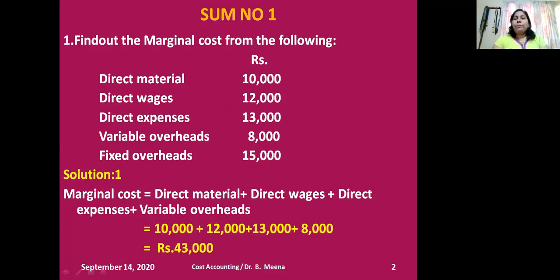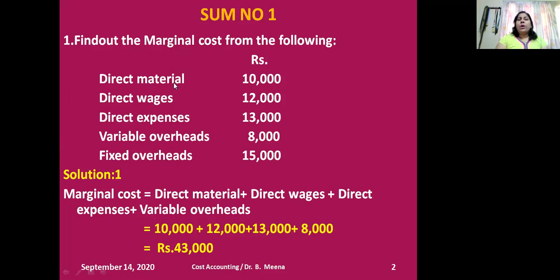What is another name for marginal cost? I said in the previous video, variable cost. So what are the variable costs in this information? The variable costs are direct material cost, direct wages cost, direct expenses cost, and variable overheads. Fixed overhead will come under the category of fixed cost. We are asking only the marginal cost, which is otherwise known as variable cost.